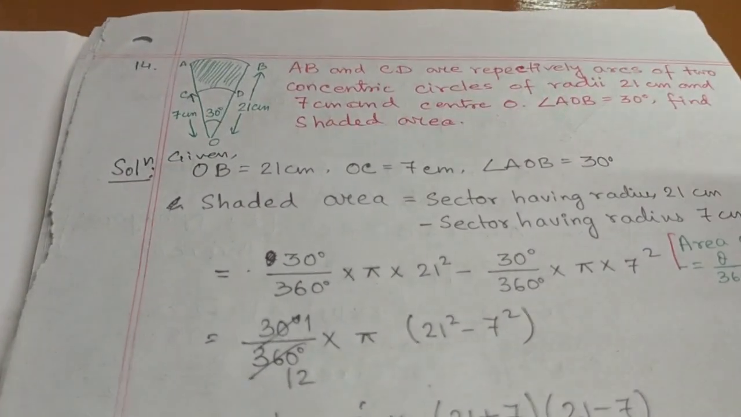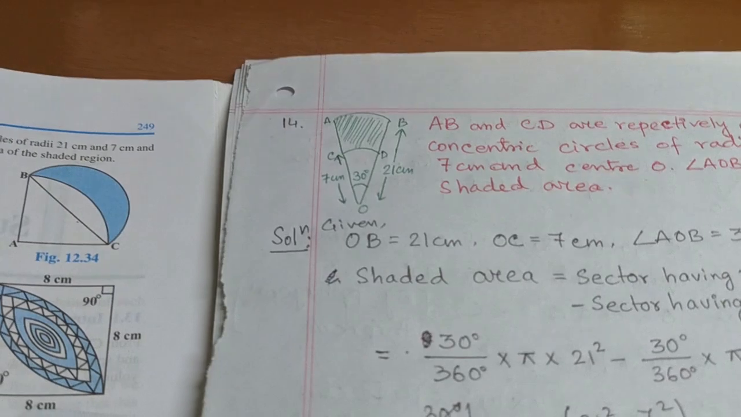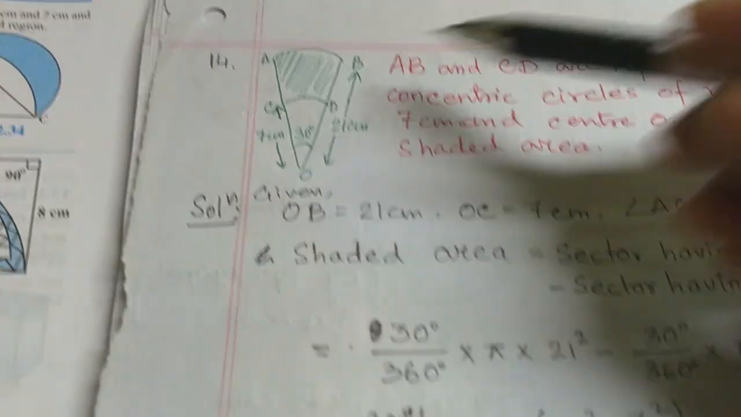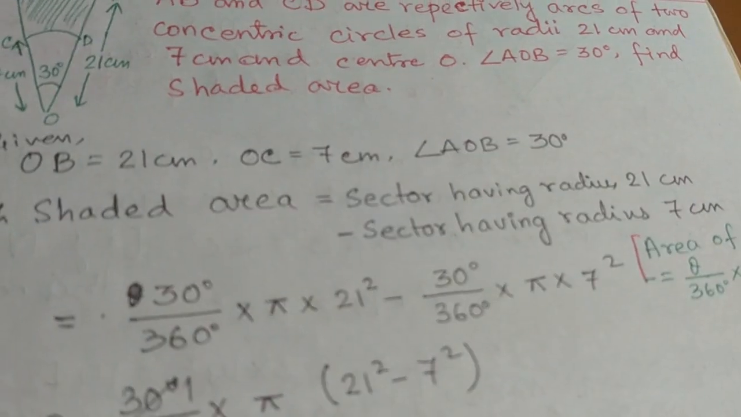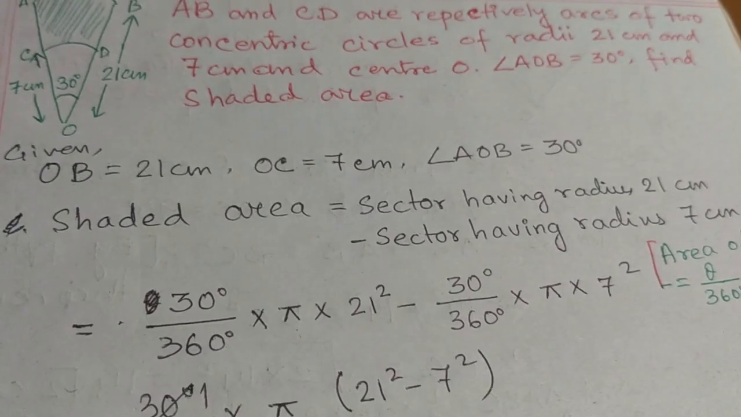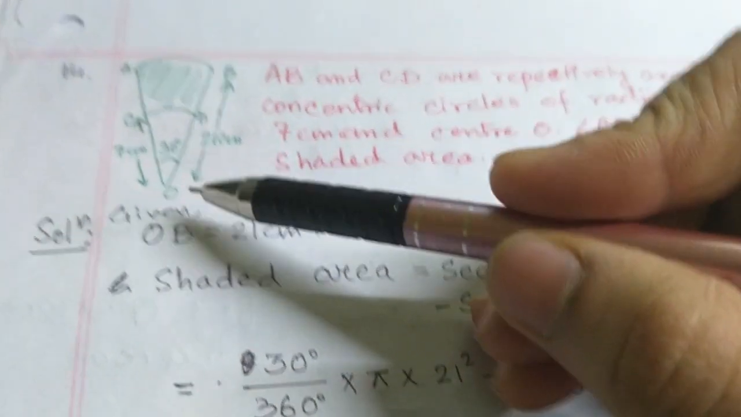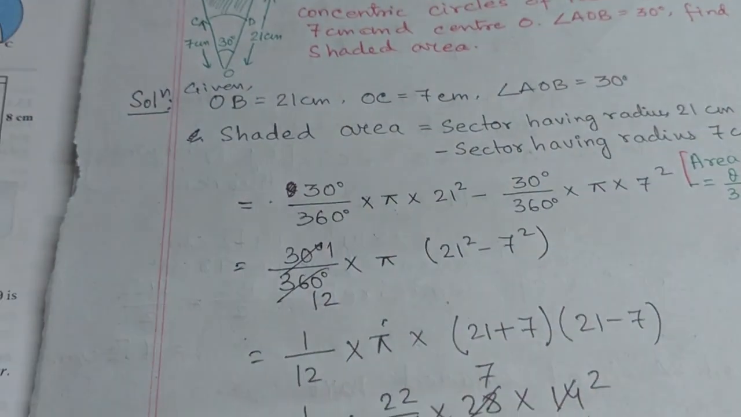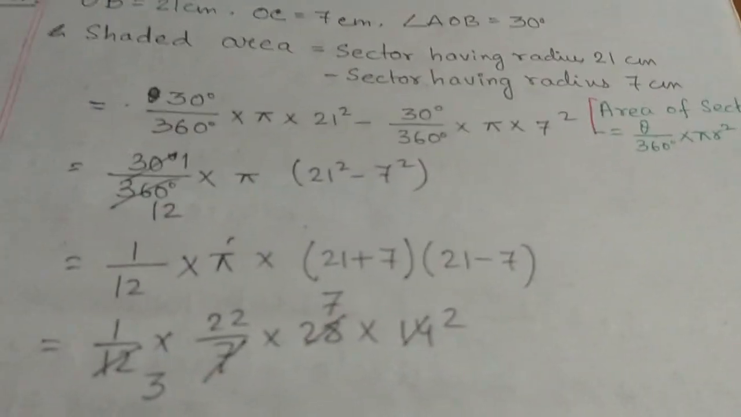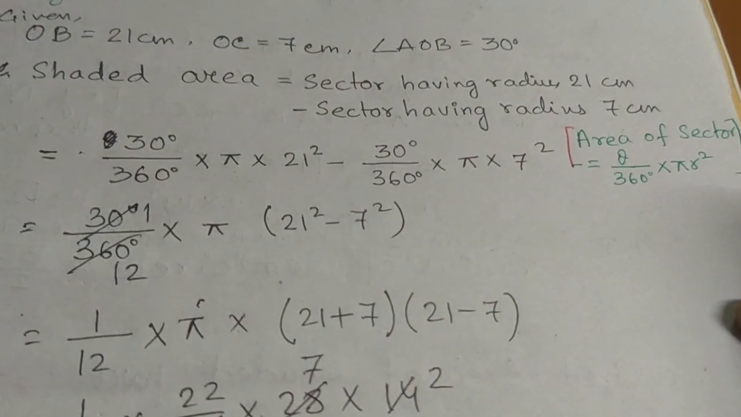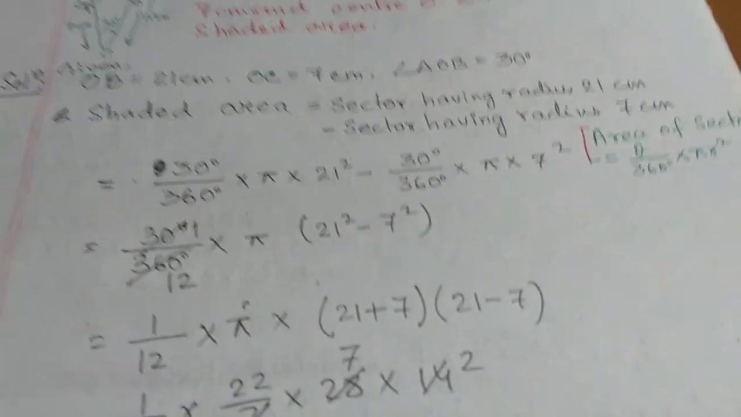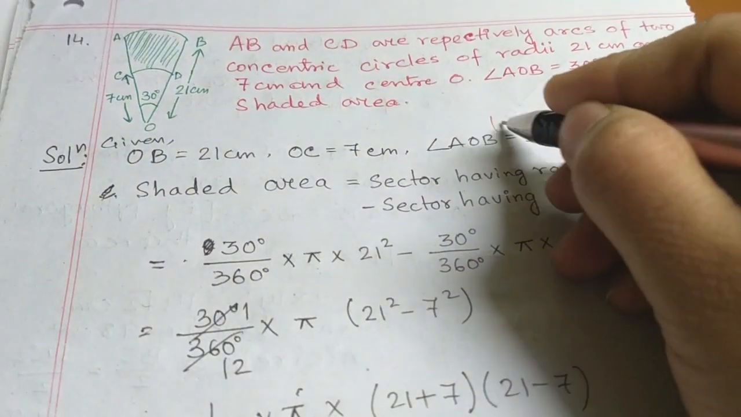Therefore the shaded area equals the sector having radius 21 minus the sector having radius 7. This sector minus this sector. Now we have to put in the sector formula. What is the area of a sector formula? I wrote here theta by 360 degrees into pi r square. Theta here is 30 degrees, since AOB is 30 degrees, so you can write theta in the bracket.